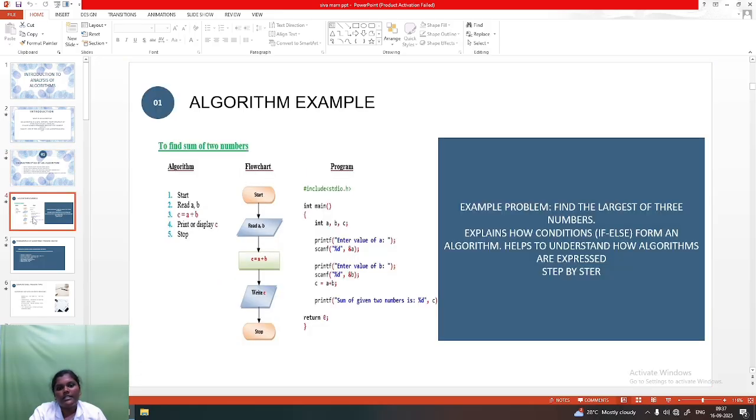Next one, algorithm examples. So first one is algorithm, flowchart, and program. Algorithm, 5 steps: start, read A, comma B, C equals A plus B, print C. Stop. Next example problem: find the largest of 3 numbers. This example shows how an algorithm helps to understand how algorithms are expressed step by step, in the flowchart and programming.